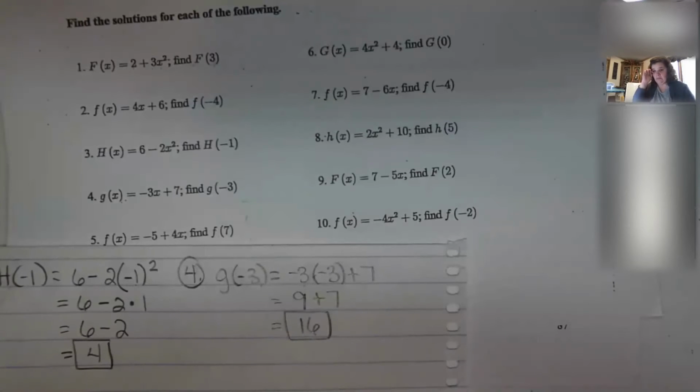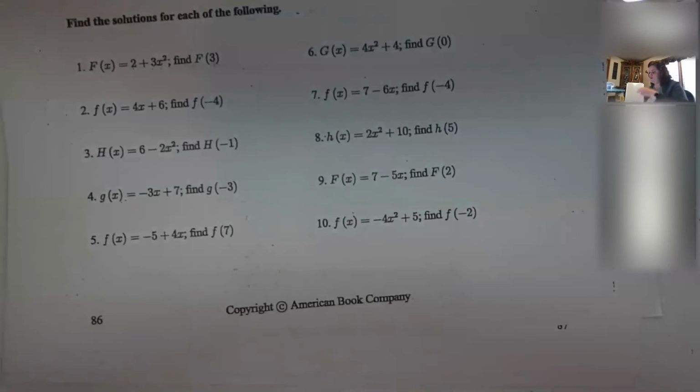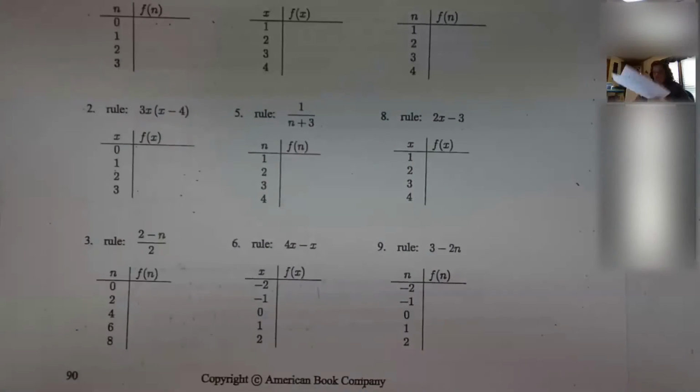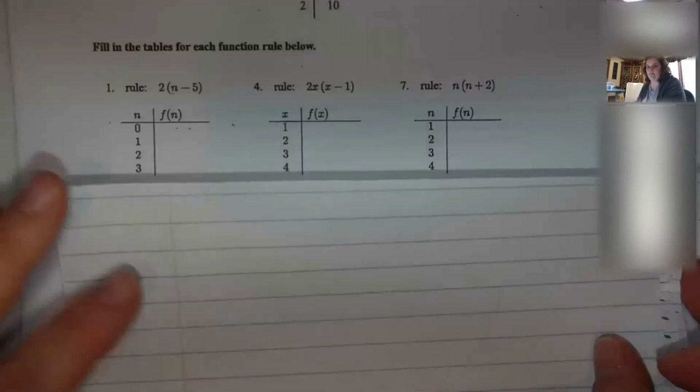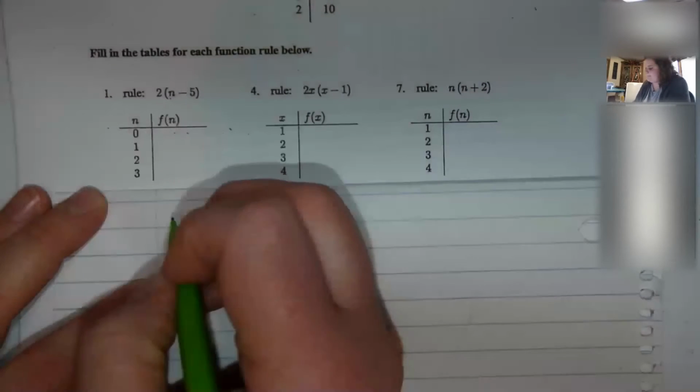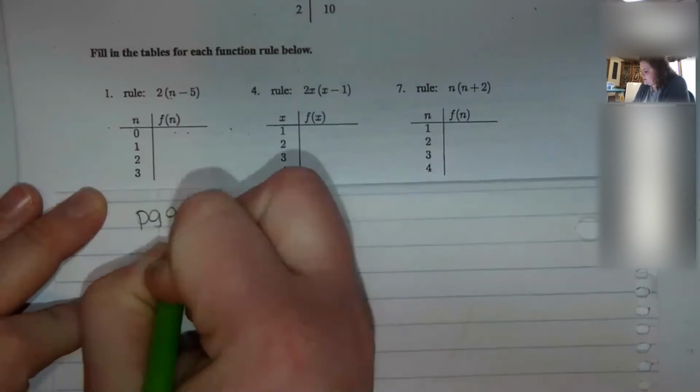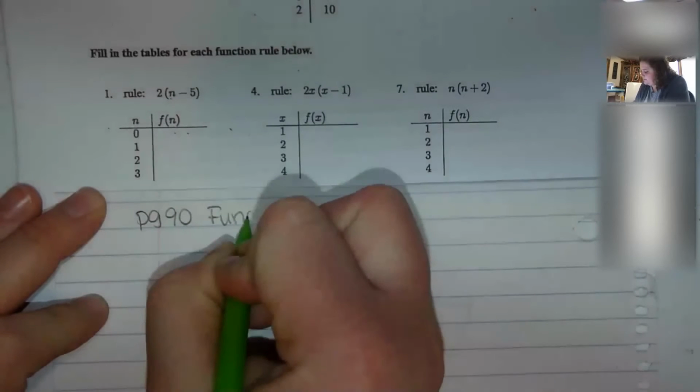Okay, so you're gonna have to go back and finish page 86. Now we're gonna look at page 90. Again, I will display it for you so you don't have to get it out yet. Page 90. So take a new piece of paper. At the top of your piece of paper, put page 90 function packet at the top so that way you're organized. Okay. Page 90, function packet.